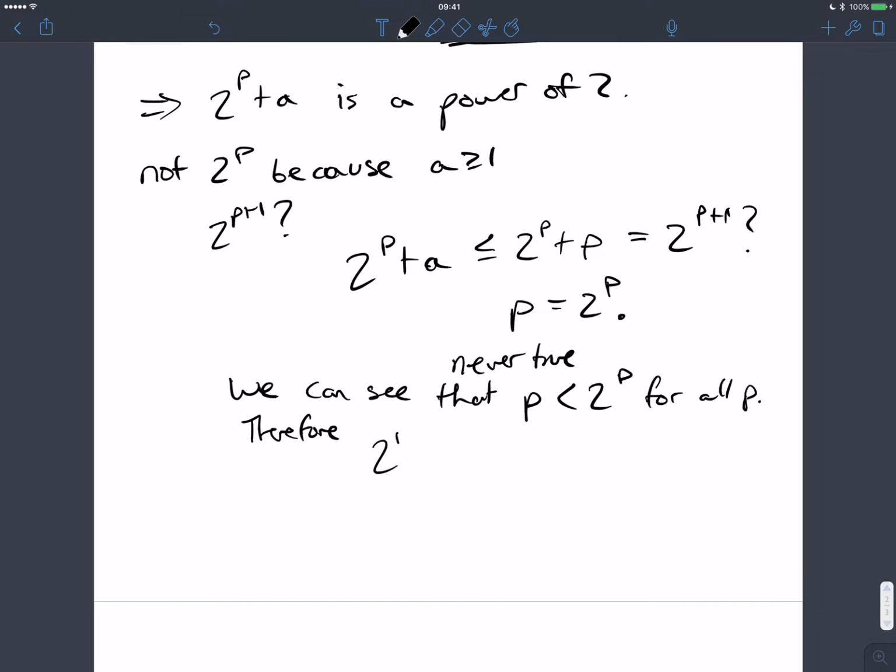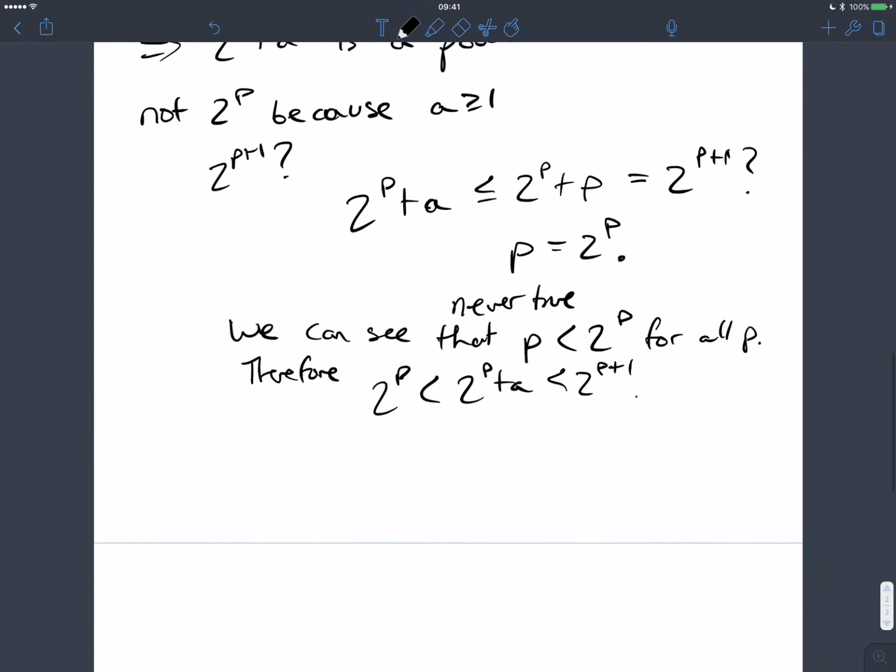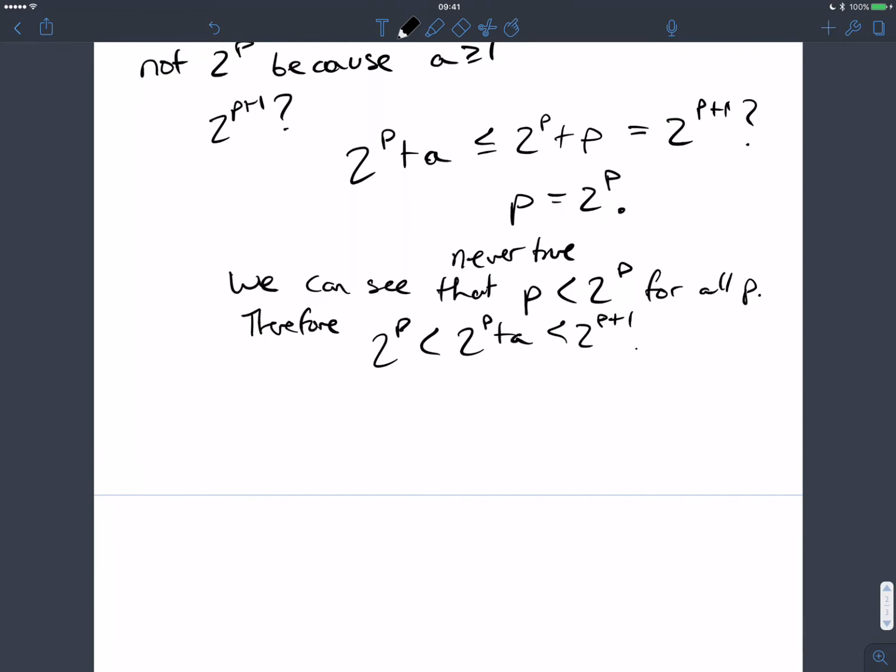Therefore, 2 to the P is strictly less than 2 to the P plus A, whatever the length of the string we just got, which is strictly less than 2 to the P plus 1. And since, like with squares before when we did non-regularity, it's strictly between consecutive powers of 2, can it be equal to a power of 2? No. Because it's between consecutive powers of 2 and not equal to either. So 2 to the P plus A is not a power of 2. And then therefore, what can I conclude? Yeah, so first off, that string is not in the language. And that tells me L is not a CFL.